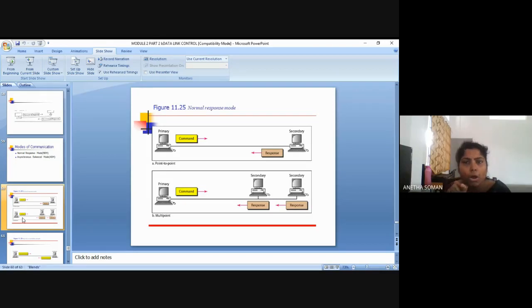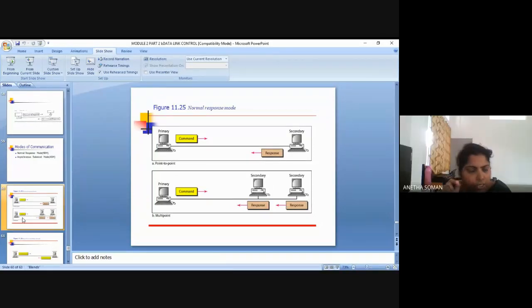Now, what is this normal response mode? In normal response mode, what type of configuration is that? What type of configuration are you seeing in that diagram? Is it a balanced configuration or a symmetrical configuration or an unbalanced configuration? Who will be answering?